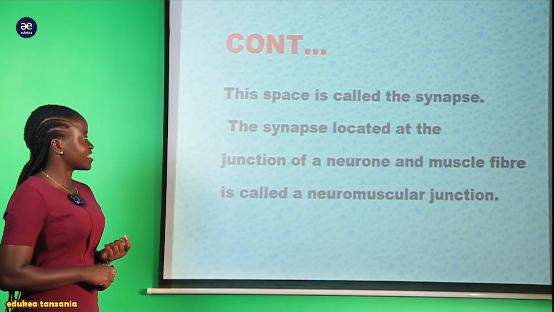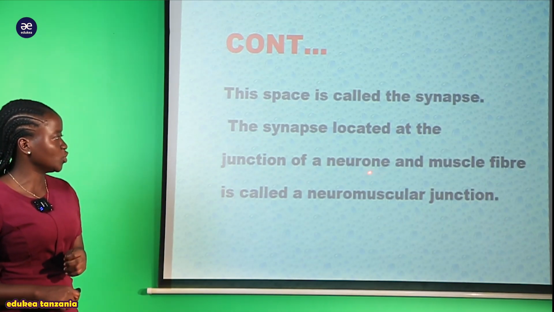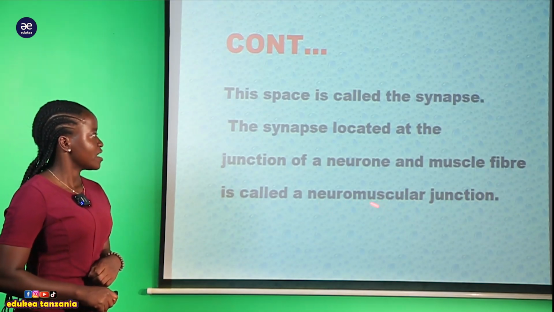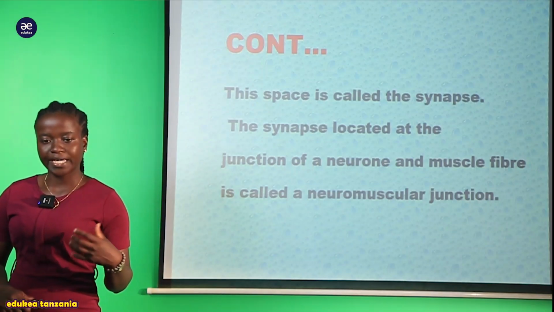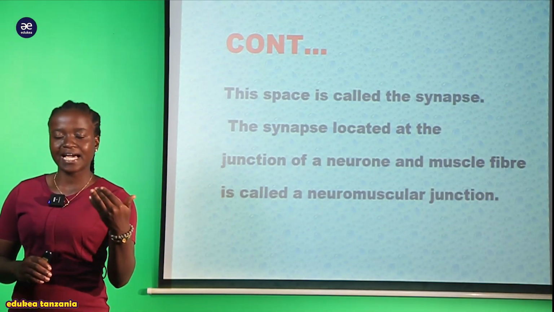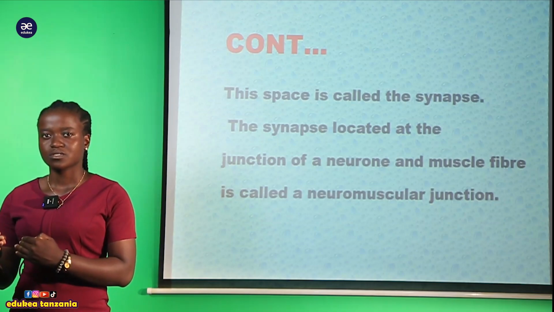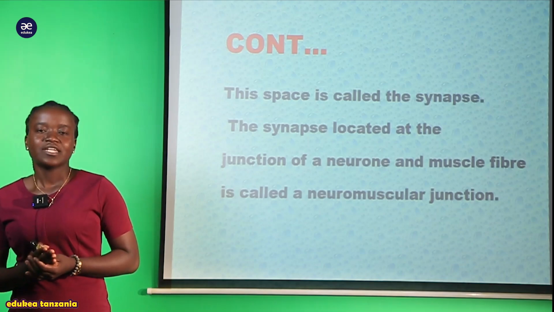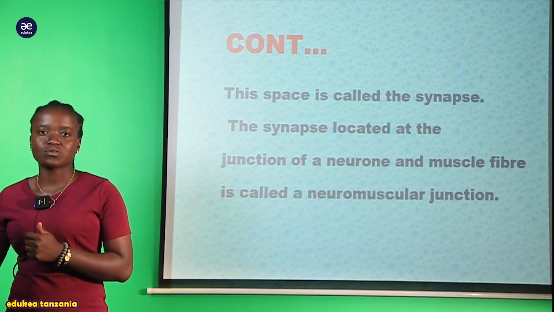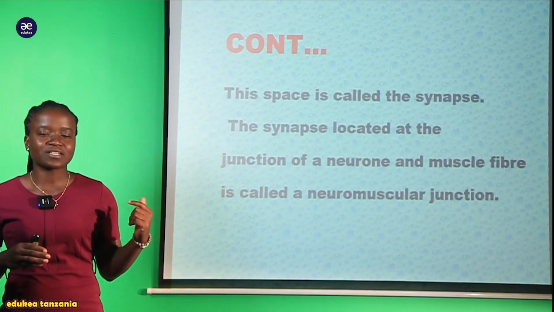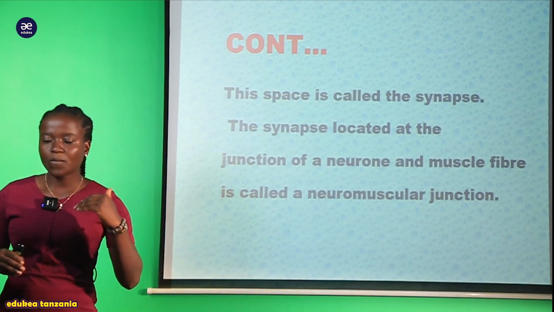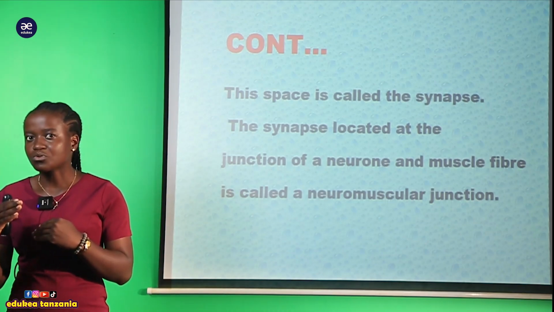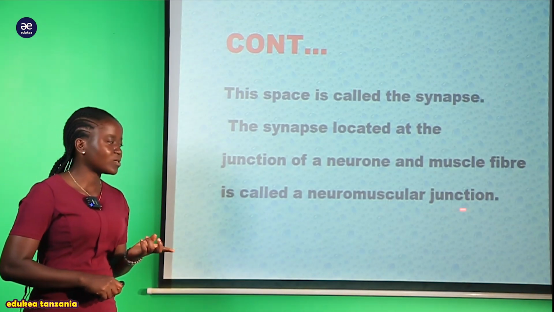But also we are saying that the synapse located at the junction of the neuron and the muscle fiber is called the neuromuscular junction. Sasa tunasema ile synapse ambayo iko located au ile junction iliyokuwepo kati ya neuron na muscles. A good example here we can take is a motor neuron, kwa sababu kwenye motor neuron ndio ambayo ina encounter with the muscle, that is the effector. Kwa hiyo sasa tunasema kwamba ile junction iliyokuwepo kati ya ile neuron na ile muscles tunaita neuromuscular junction.